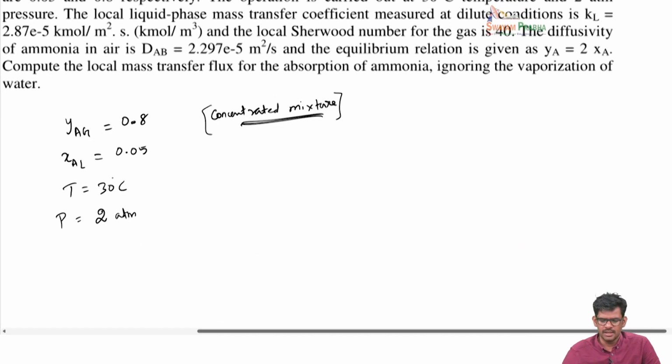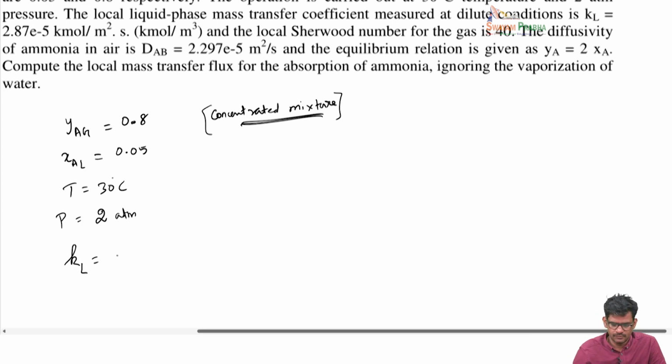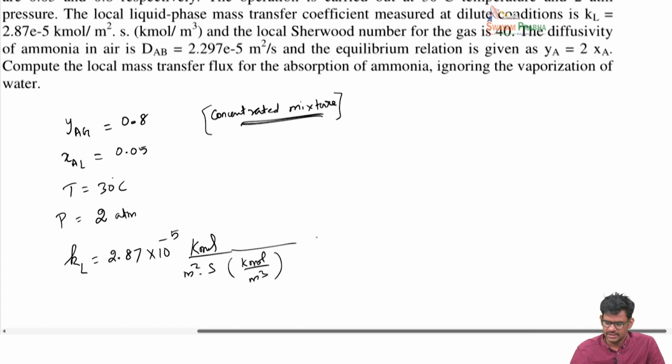And then the local liquid phase mass transfer coefficient measured at dilute condition. So KL is a mass transfer coefficient. It is actually obtained from some other measurements. Not for this particular experiment, some other experiment which involves dilute conditions. So KL is 2.87 into 10 power minus 5 kilomole per meter square per second. And look at the units, it's actually meter per second.